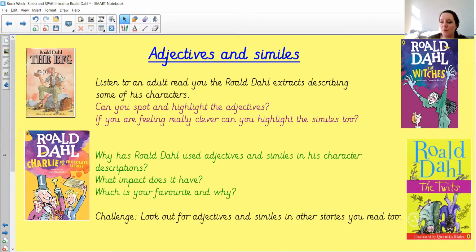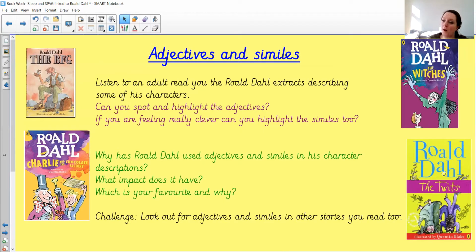There is a description of one of the children from Charlie and the Chocolate Factory. And there is also a description of Mr. Twit. But you could pick up any Roald Dahl book and you will find that he's really good at using adjectives and similes to describe his characters.